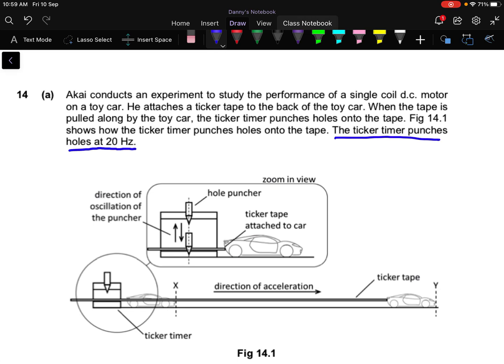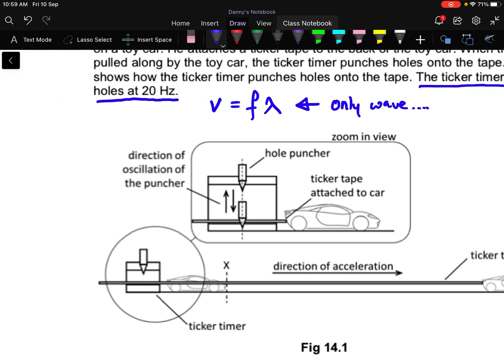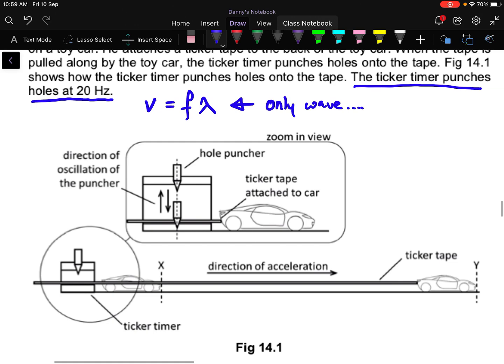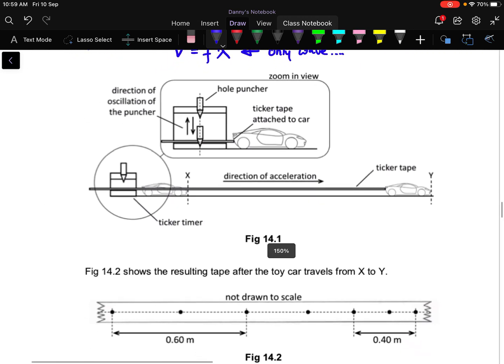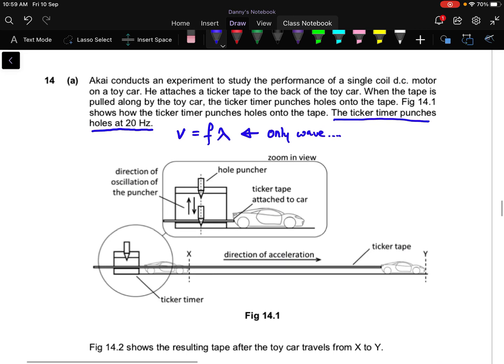For some reason, when you see this line, 20 Hertz, some of you thought that you can use v equals f lambda to solve some of the question. But v equals f lambda is a very specific formula only for wave, light, sound, things like that. And in this case, it is basically a hole puncher. There's no wavelength for you to apply this formula to. So some of you are having some difficulty interpreting this long question.